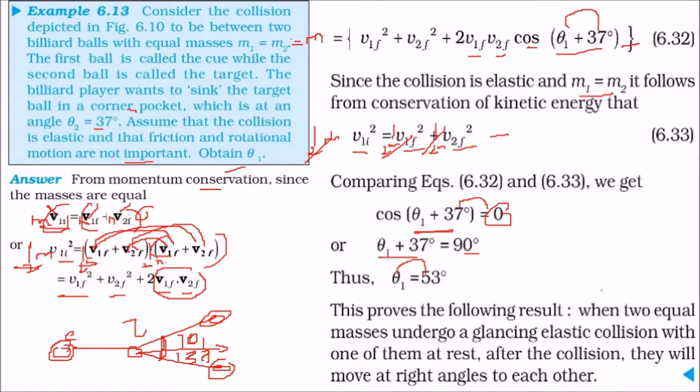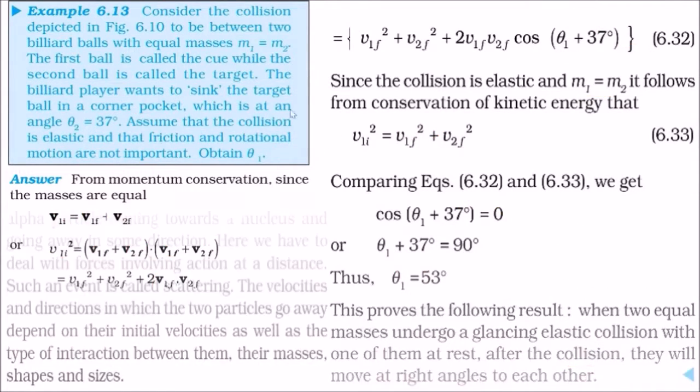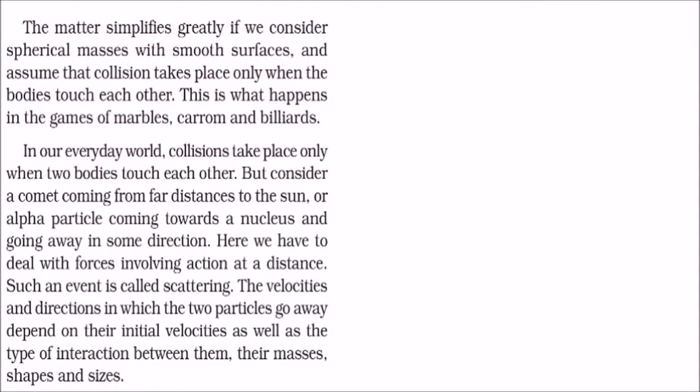This also proves one thing: when two equal masses undergo a glancing elastic collision with one of them at rest, after the collision they will move at right angles to each other. So this collision is a very normal thing. This happens in normal life, and when they are colliding, some can change velocity, some can come to rest, and this totally depends on their interaction, their masses, shapes and size. One important event is called scattering because of this collision.